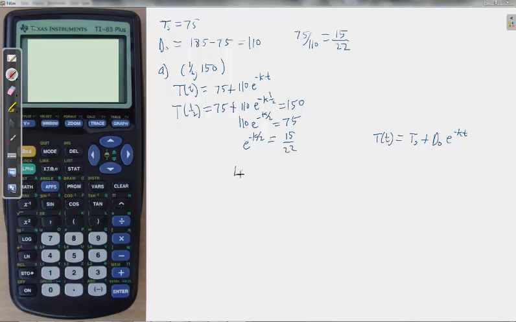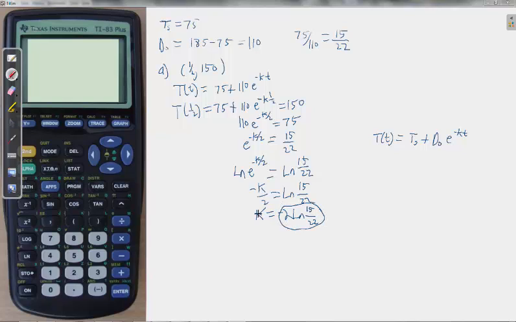Take a natural log of both sides, e to the negative k over 2. Whenever you've got a base e, you want to take a natural log just because it will cancel out. So negative k over 2 equals ln of 15/22, and then k equals negative 2 ln of 15 over 22.